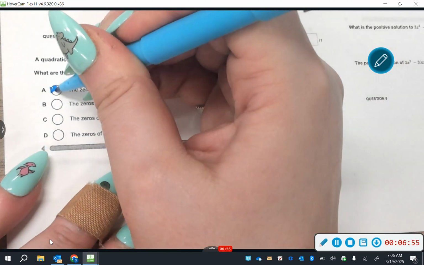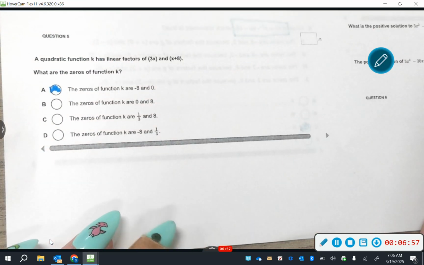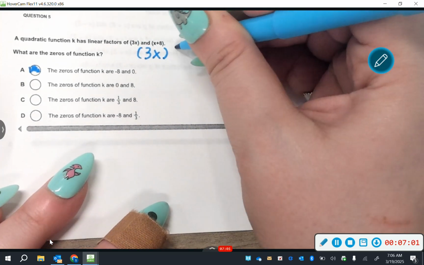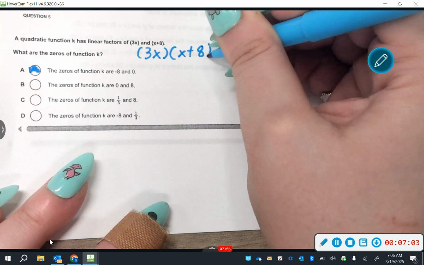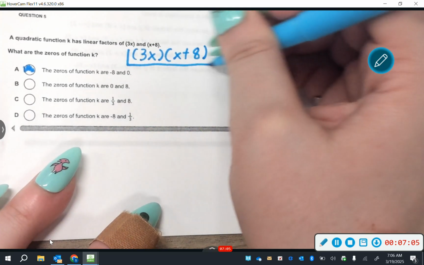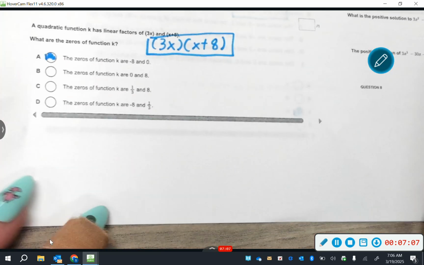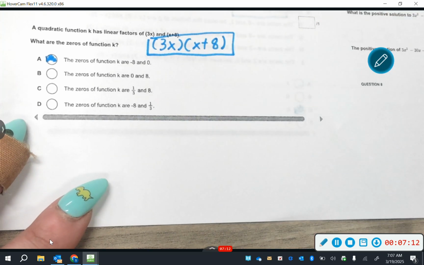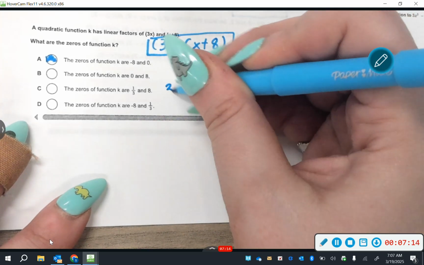So that's one way we can do it: plug those two in our calculator. We can plug in 3x and x plus 8 and then go look at our graph. Your second option is to solve it by hand. Solving it by hand is not hard. All that means is setting them equal to 0.